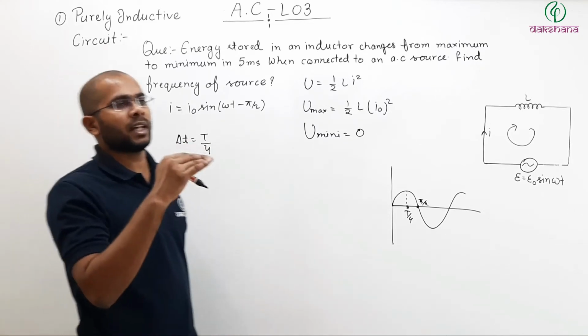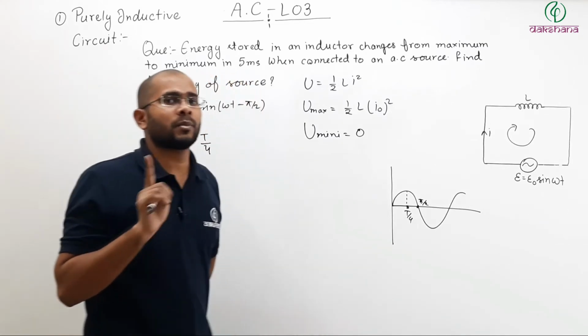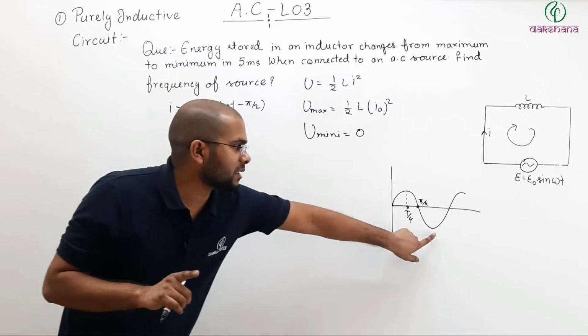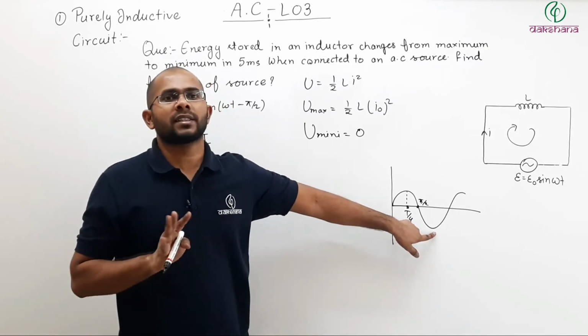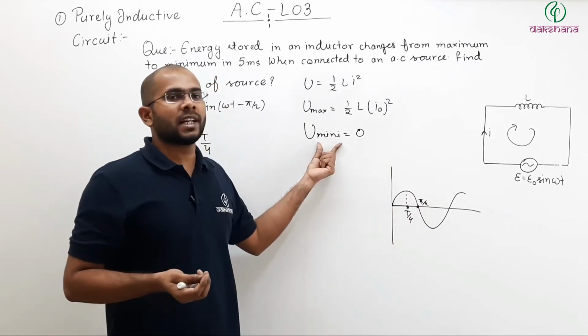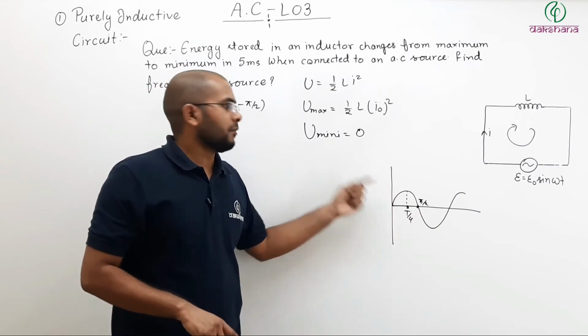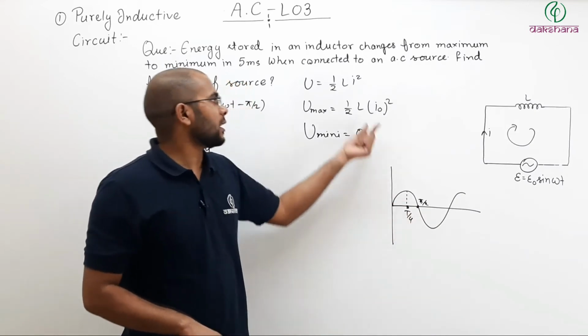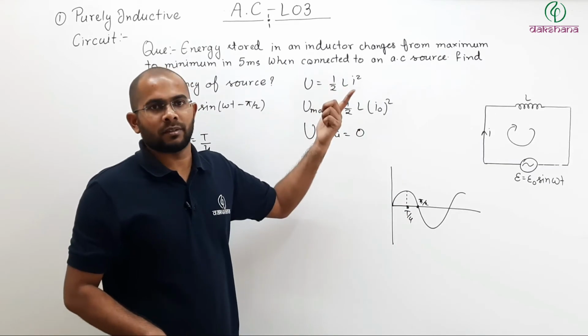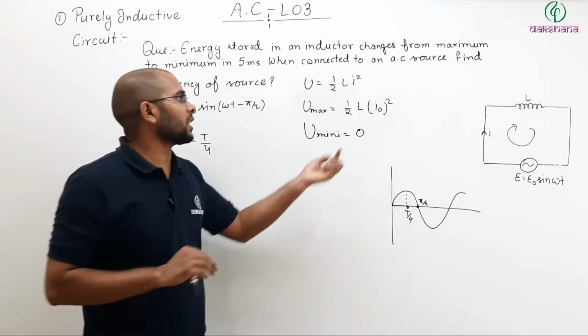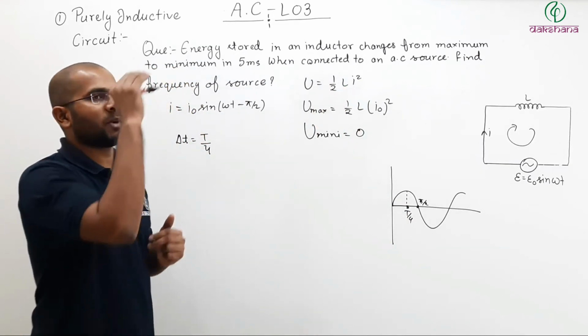Going from maximum current to 0 current, not minimum current, because minimum current is minus I naught, but we do not want minus I naught. Why? Because minimum energy is not on minimum current. Whenever the current is minus I naught, then also the square will make it positive. So minimum energy is when current is 0. So we'll have to go from I naught to 0.